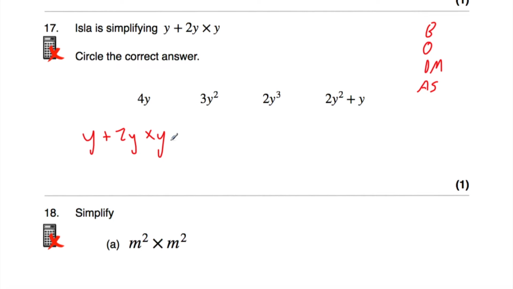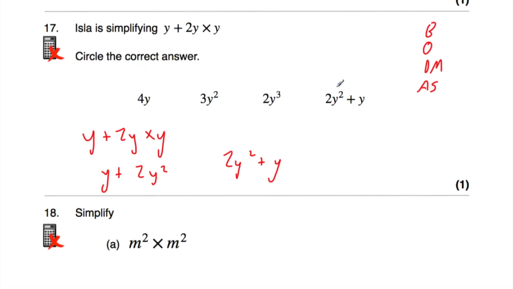2y multiplied by y. Well, that'll be 2. And then we've got y times y, that's y squared. So 2y multiplied by y is 2y squared. But we still have our y plus in front of that, so it's y plus 2y squared. And then if we turn those around, because remember if we do like 10 plus 2 or 2 plus 10, they're both equal to 12. So if we turn this around, we would get 2y squared plus y.